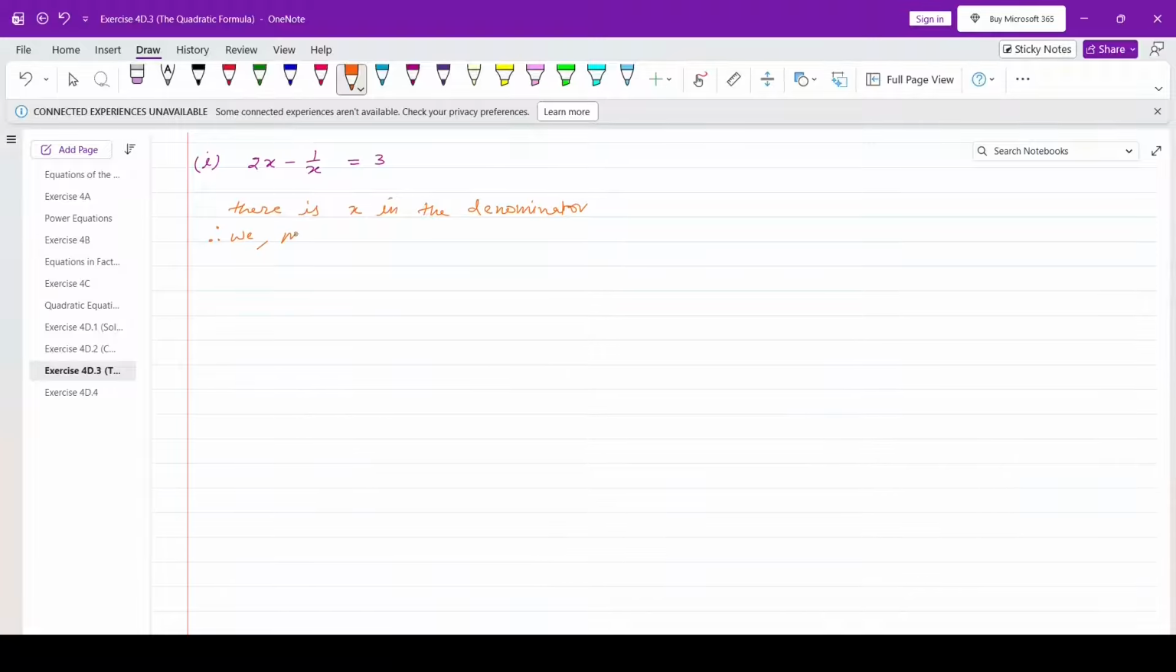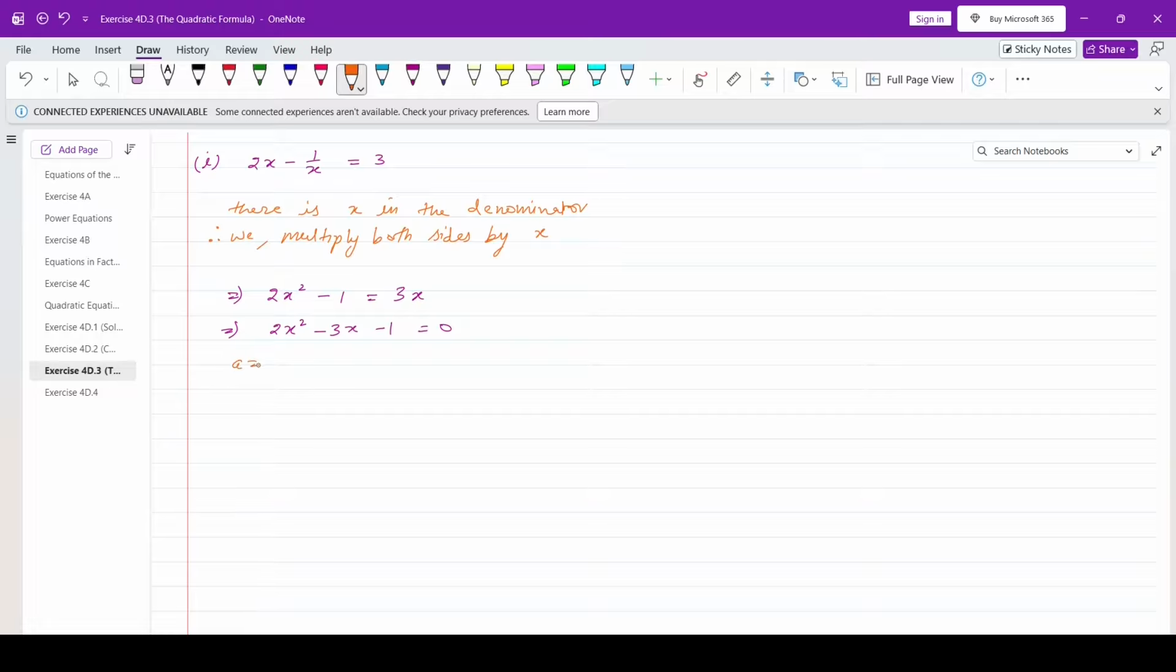So we multiply both sides by x, and we get 2x square minus 1 is equal to 3x. We take everything on one side, so that becomes 2x square minus 3x minus 1 is equal to 0.